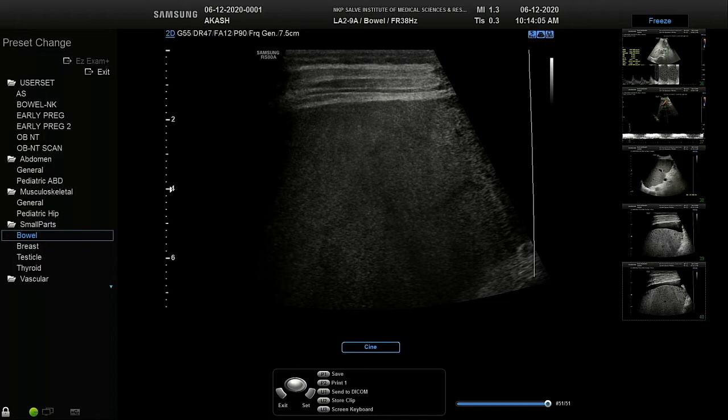So we go back to the abdominal probe again.